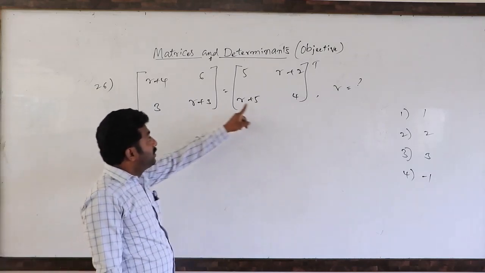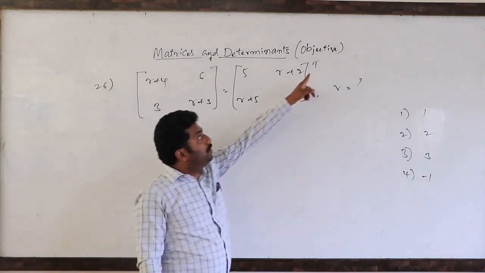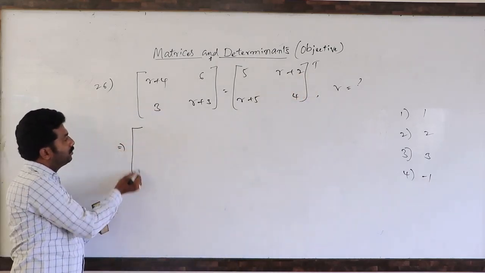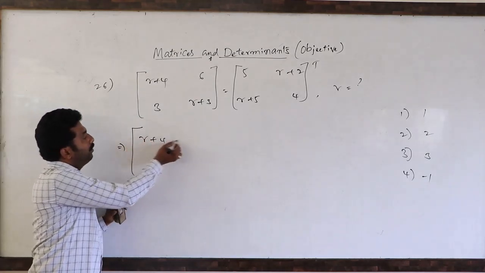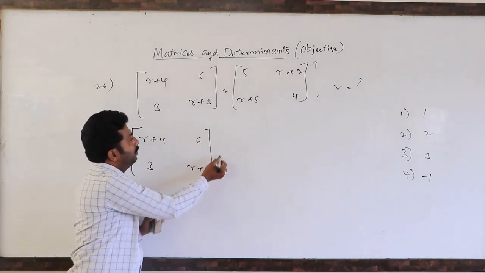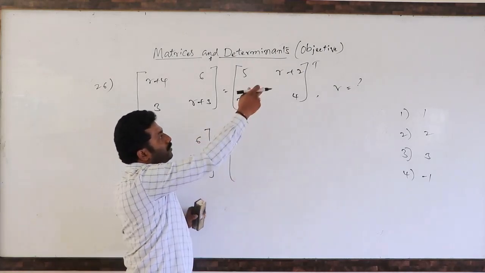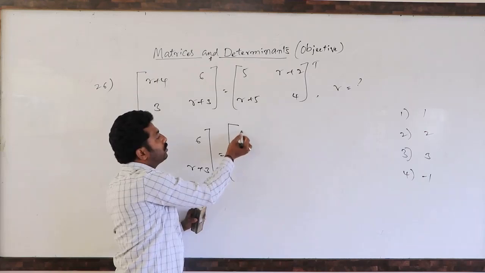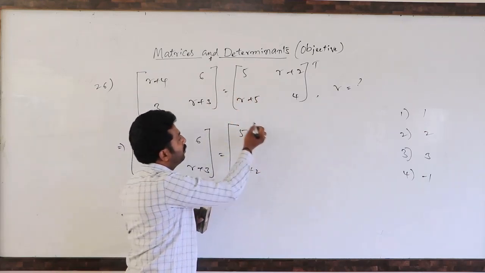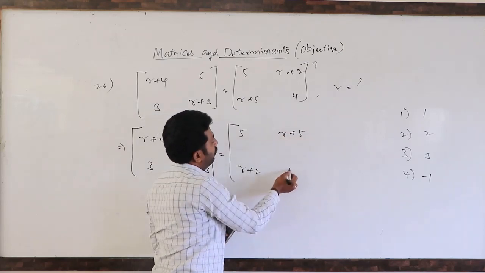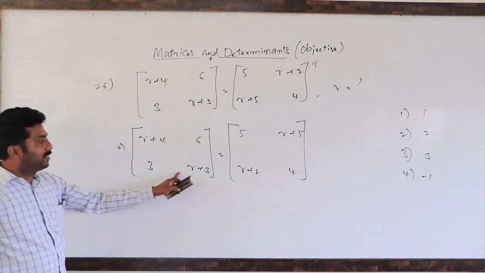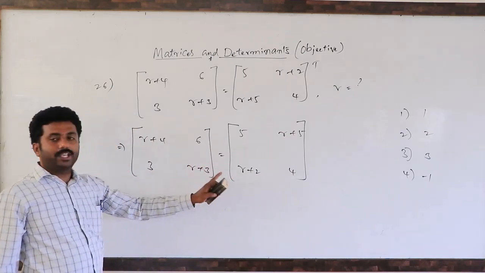So these two matrices are equal. Here transpose is there. You remember, transpose is there means no changes here. R plus 4, 6, 3, R plus 3 equal to this one square matrix transpose. So the first column becomes the first row, the first row becomes the first column. That is R plus 2, R plus 5, it will be 4. So two matrices are equal means they have the same order.